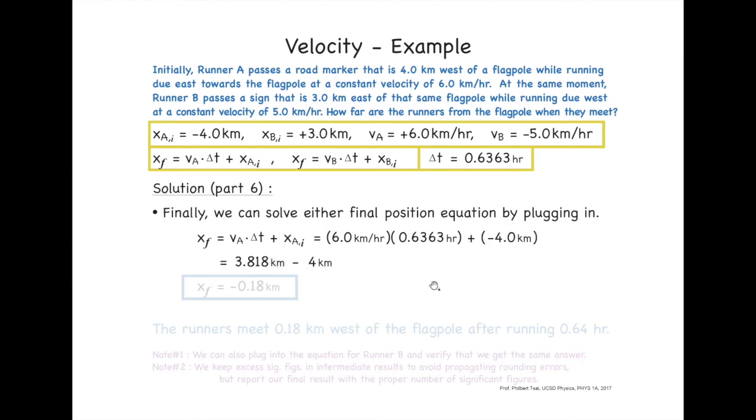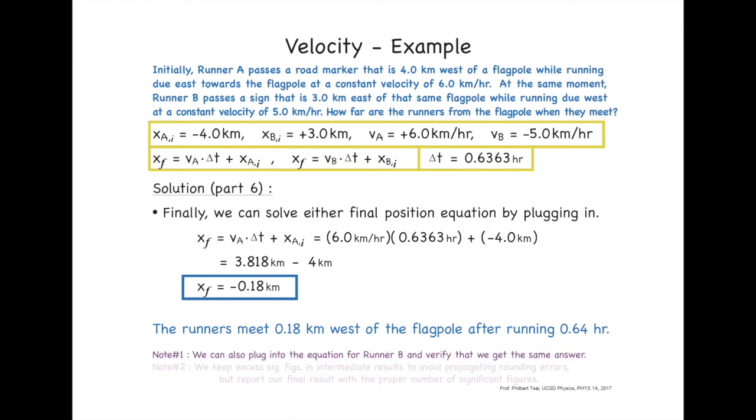Right? So that means that the final position relative to the origin, which is the flagpole, is minus 0.18 kilometers. So the runners end up meeting 0.18 kilometers to the west of the flagpole after running 0.64 hours. Okay, it's to the west because xf is negative and we had positive x pointing to the east. Right, you can also plug in the time into this equation and you should get the same answer. And it might be worth it for those of you at home to go ahead and do that.